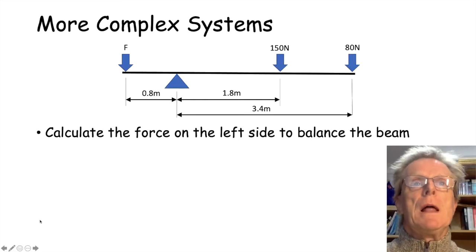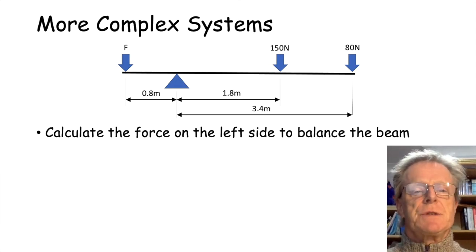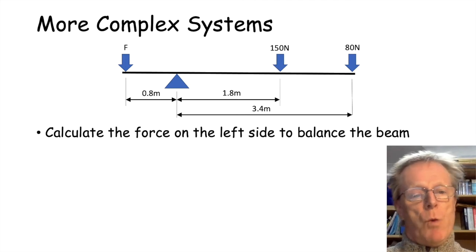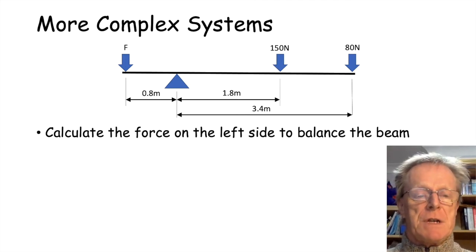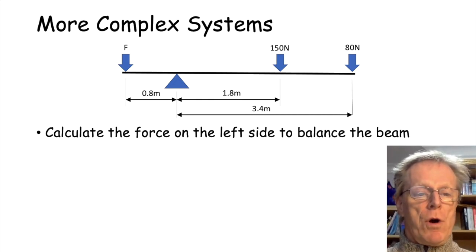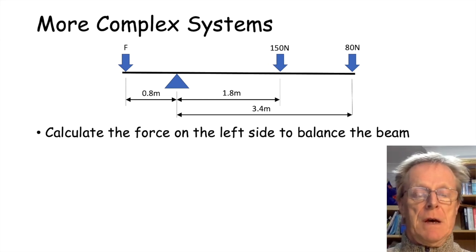Okay, so let's move on to the final part. Now, of course, not all systems are as straightforward as having just two loads on it, one either side of the pivot. You can get more complicated systems, and here we're going to look at a more complex system. So here we have a simple system here to calculate the force on the left-hand side to balance the beam. So again, we go through the same procedure again.